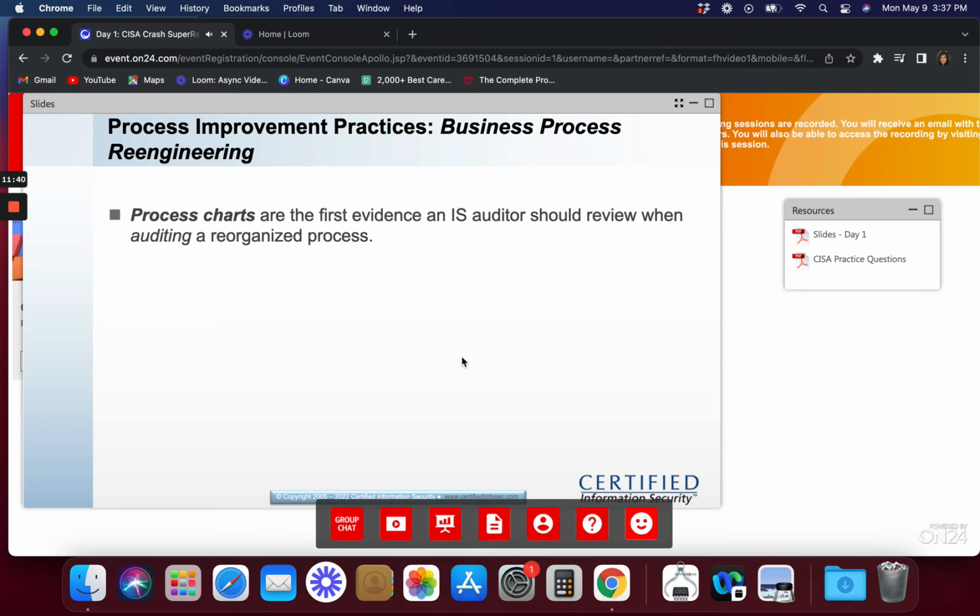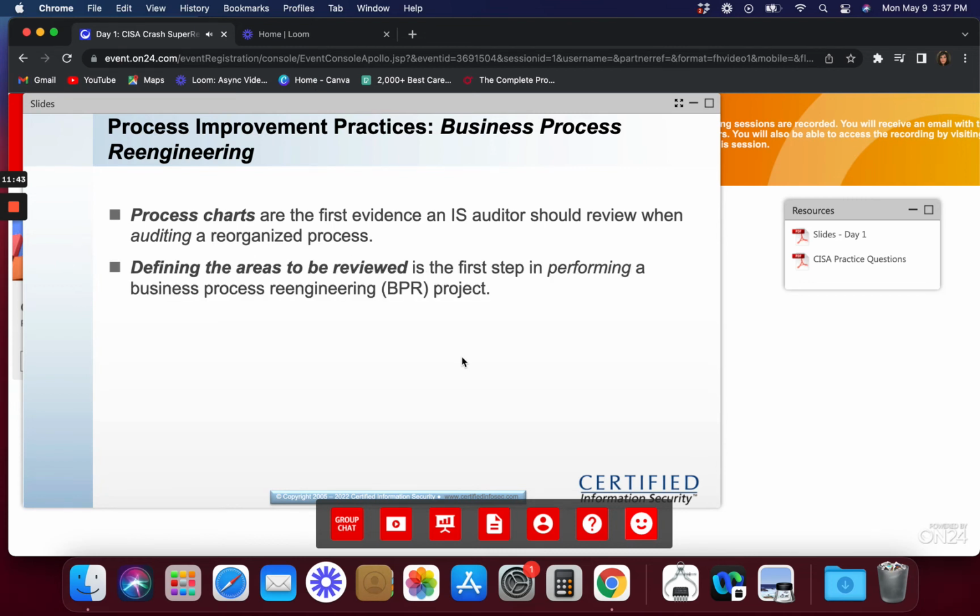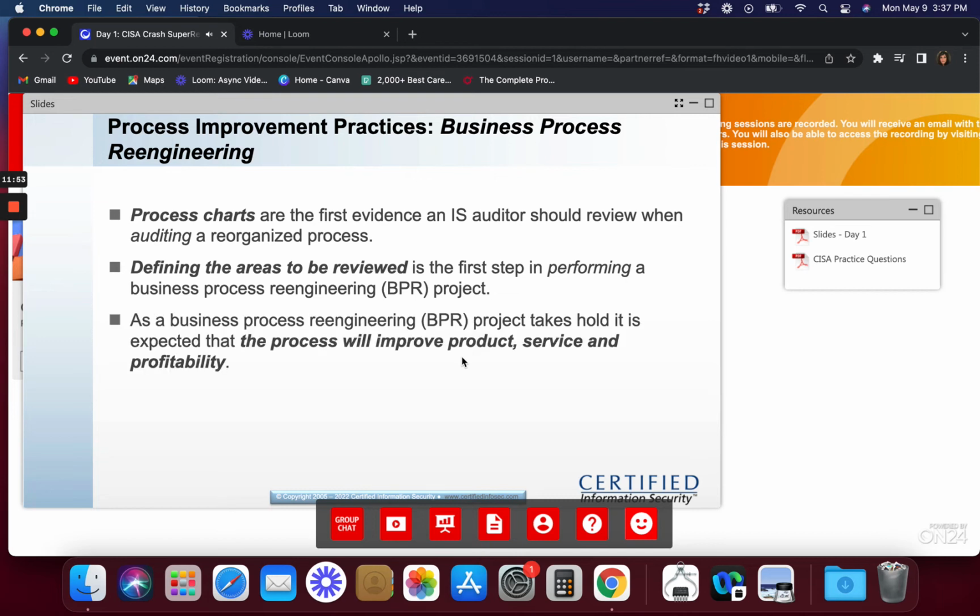What is the first step to perform in a BPR project? Why, defining areas to be reviewed. Scoping is what we do in any kind of audit process. So again, these are just examy things that we memorize so that we will be ready for them when it comes to test day. You know, I can talk about them quickly in 8 hours, but it's going to take a lot of time to actually memorize all this stuff. But nonetheless, the cool thing is you'll be memorizing the right stuff.